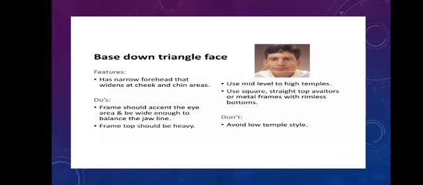Base down triangular face. Features are, they have a narrow forehead that widens at the cheek and chin areas. What we do is, the frame should ascend the eye area and be wide enough to balance the jawline. The top of the frame should be heavy. This uses mid-level to high temples. Use square, straight top aviators or metal frames with rimless bottoms. What we don't want to do is use low temple styles.